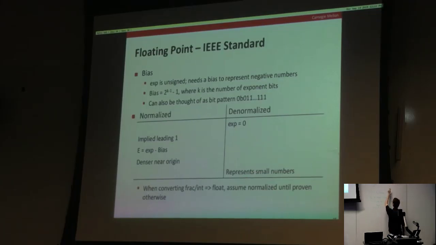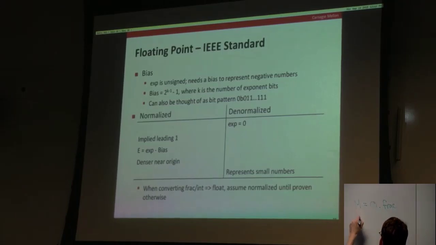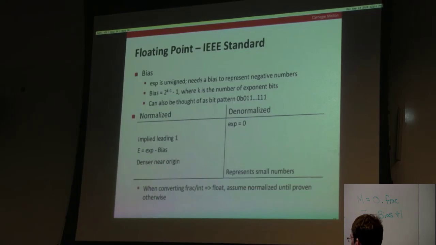So with denormalized, what we're going to do is say m is actually equal to 0 dot whatever is in the frac bits. And the exponent is going to be negative bias plus 1. And then we're going to have the same formula to actually calculate the value of the number. So now we can actually represent 0, because we have a number that would be all zeros, and that's going to be 0. So we know that a number is denormalized when the exponent equals 0. Okay?